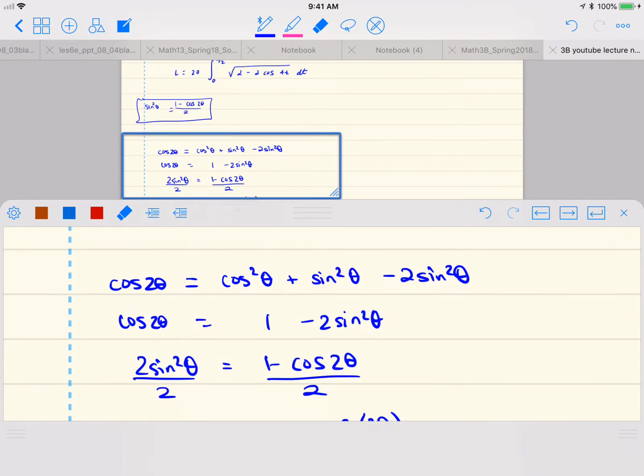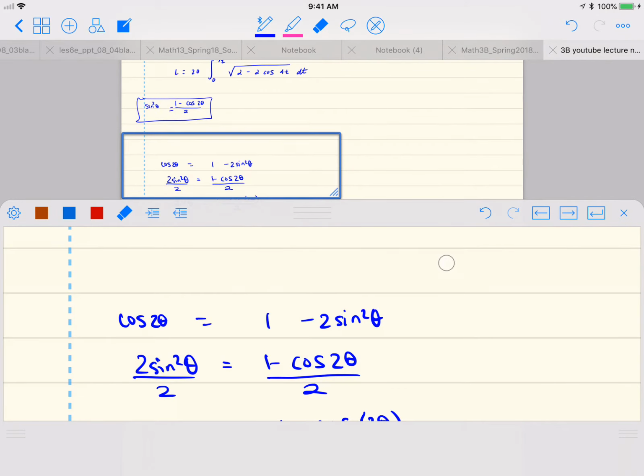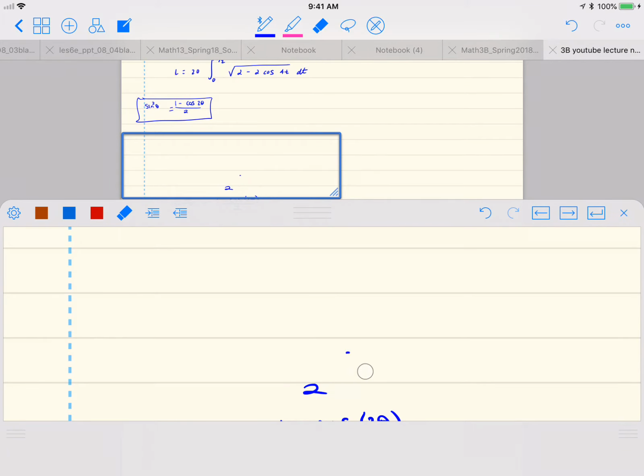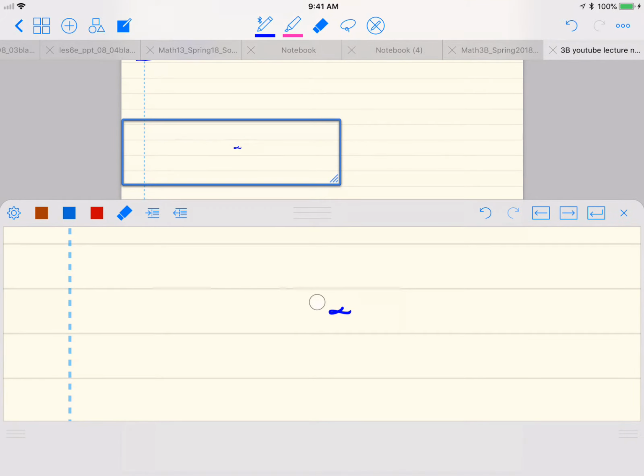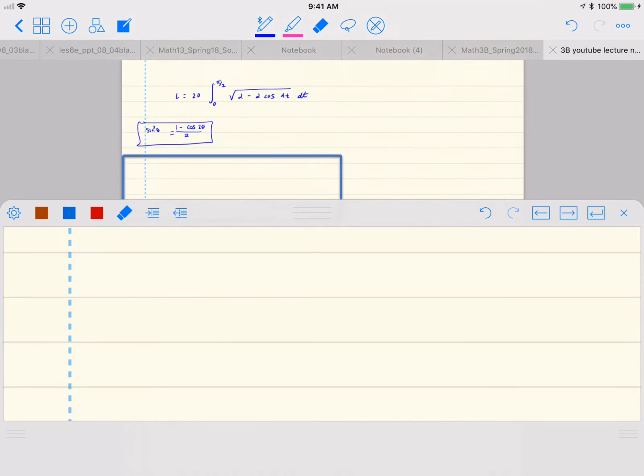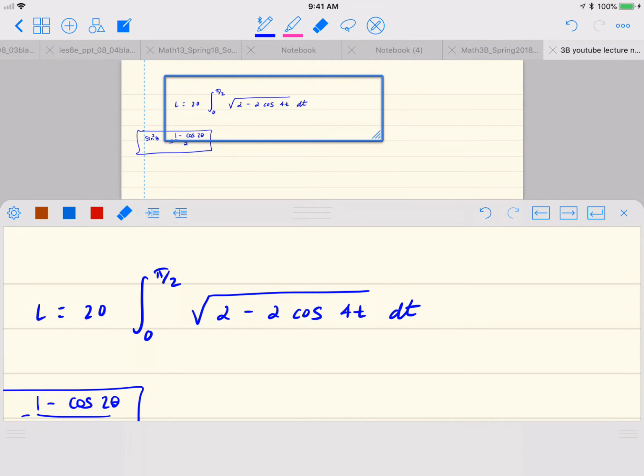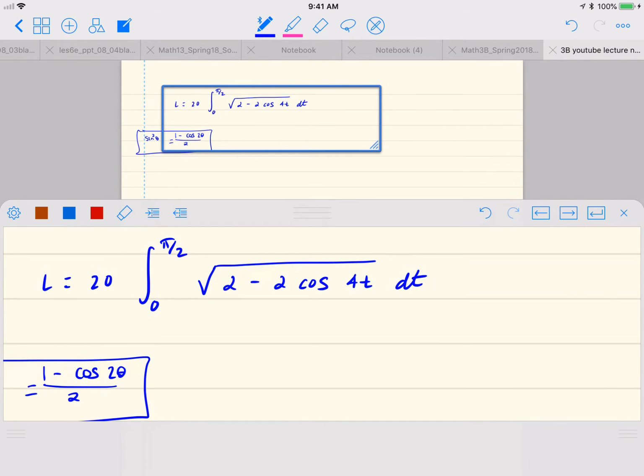Okay, so this problem is turning out to rely a lot on trig identities. So make sure that you have your list and you freshen up on those trig identities because they come in handy when you're doing arc length. Forgot about that.